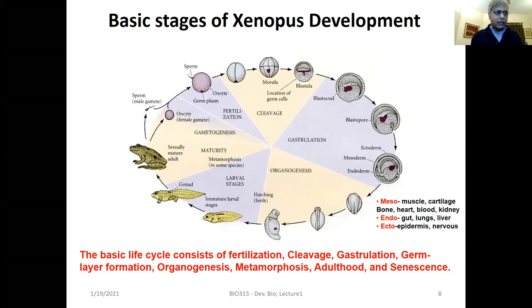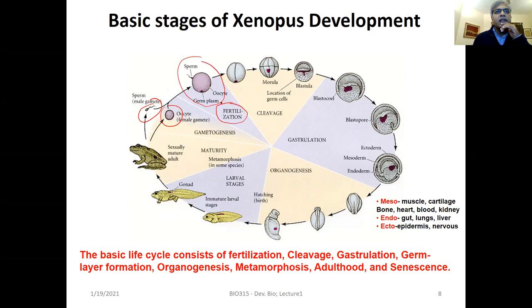So, as I said, during early attempts to understand development, Xenopus served as an excellent model system, for the simple reason that the oocyte was big enough and the morphological changes could be visualized in that relatively bigger oocyte. The life cycle described on this slide is pretty much conserved in the developmental stages of vertebrates. Here you see the sperm cell and the oocyte fuse to make a zygote. This is the process of fertilization, the first stage.